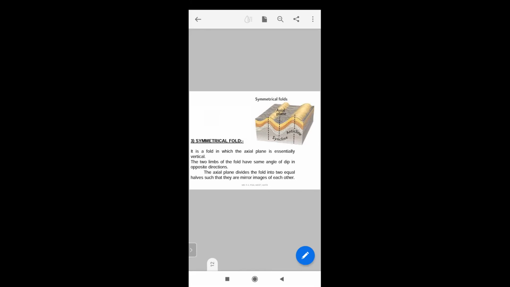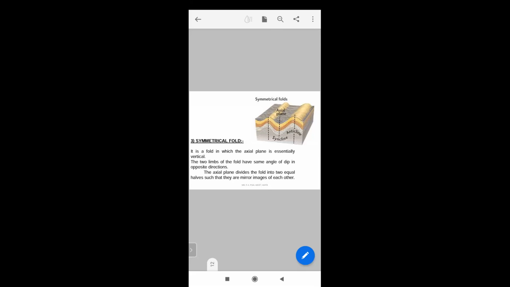आता याचे कॅरेक्टर्स पहिल्यांदा आपण बघूया की याच्यामध्ये ऍक्झियल प्लेन म्हणजे सेंट्रल लाईन जी असते की फोल्डला दोन इक्वल पार्ट्समध्ये डिवाइड करते. The plane which divides the fold into two equal parts, that central imaginary plane is considered as the axial plane. Now here the axial plane in the symmetrical fold is essentially vertical. Okay, यामध्ये axial plane नेहमी vertical असतो. The two limbs of the fold have the same angle of dip in opposite direction.